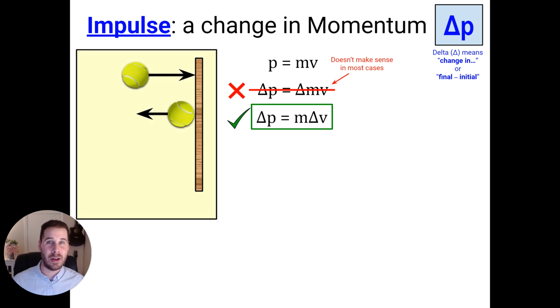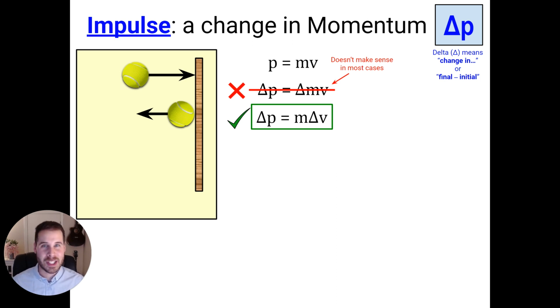So let's see an example of how we might use this. Let's say you take a tennis ball and you throw it against the wall. What's going to happen? Well, it's going to bounce off the wall and come back at you at some equal or lesser speed. So you could say in this case that the wall puts an impulse onto the tennis ball. It causes it to change its momentum in some way.